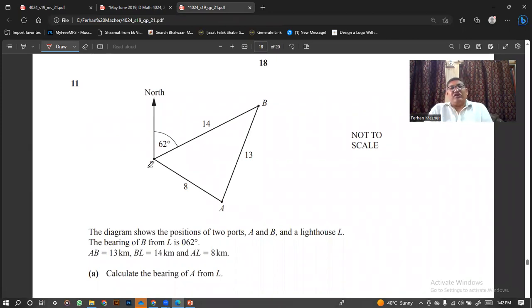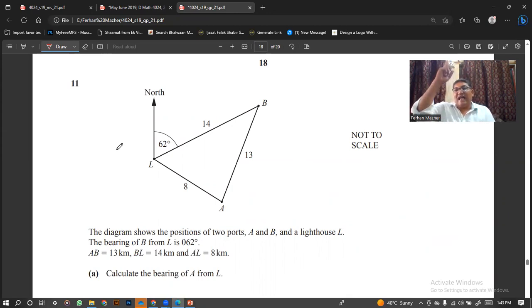So we are on question number 11. Here a diagram is given. The diagram shows the positions of 2 ports A and B and a lighthouse L. He says the bearing of B from L is 62. AB is 13 kilometers, BL is 14 kilometers and AL is 8 kilometers. Calculate the bearing of A from L.